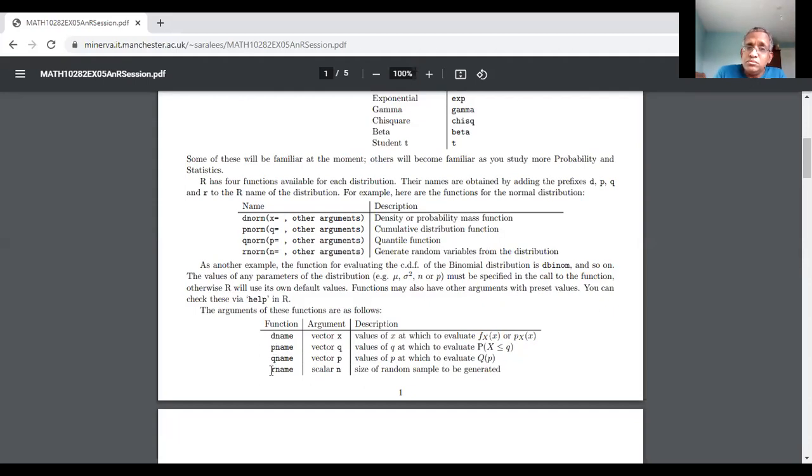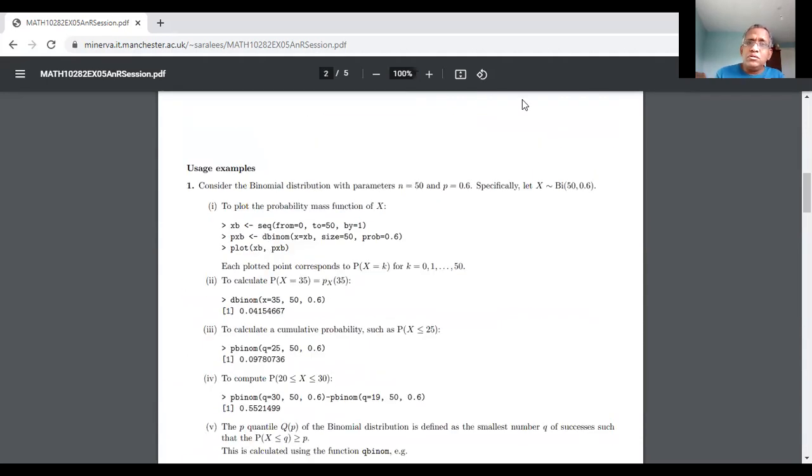So these 4, the D, P, Q, and R, compute the density, probabilities or the CDF, quantiles, and random numbers for any given distribution, right? So for example, if you want it for the normal, dnorm will compute the density of the normal, pnorm will compute the CDF of the normal, qnorm will compute the quantile of the normal, and rnorm will compute the random numbers from a normal distribution, right? So let's go to the next page.